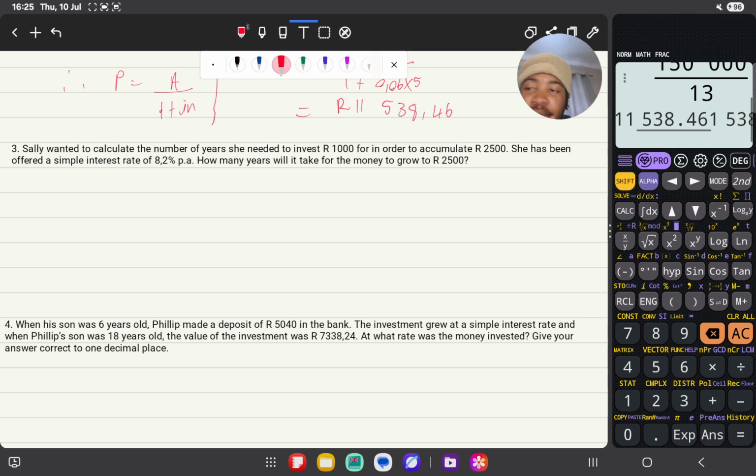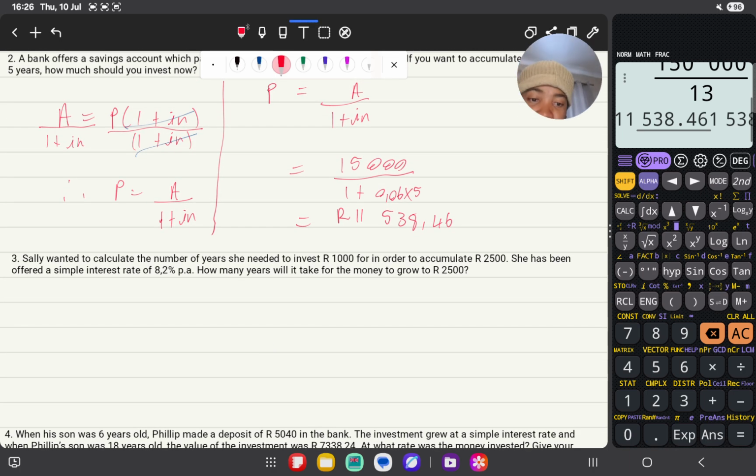Let's move on. Sally wanted to calculate the number of years she needed to invest 1,000 rand in order to accumulate 2,500, right? She has been offered a simple interest of 8.2% per annum. How many years will it take her to get to 2,500? So you can already hear we're calculating the number of years.